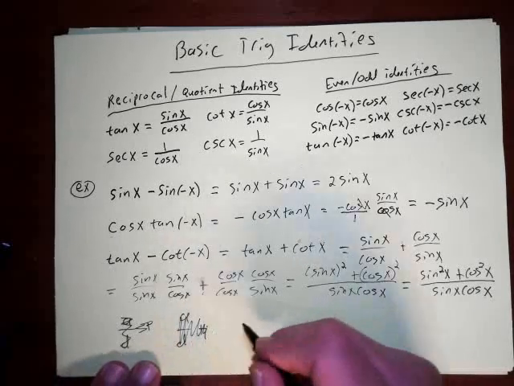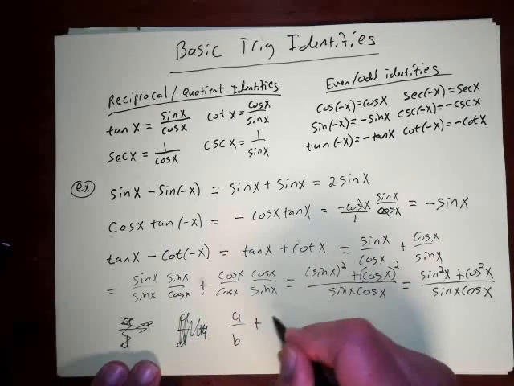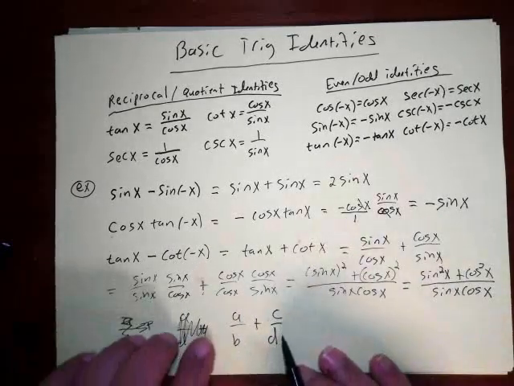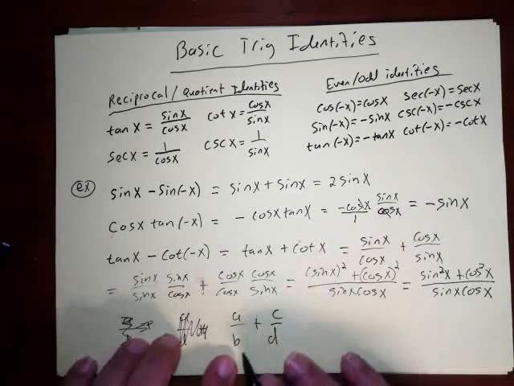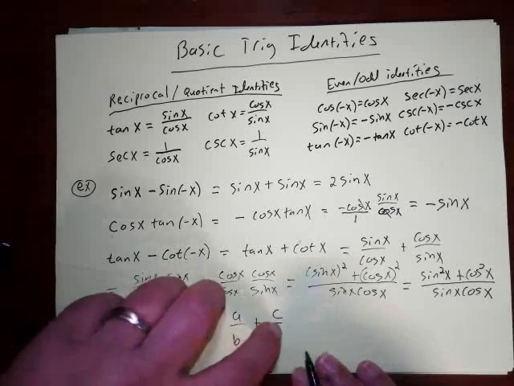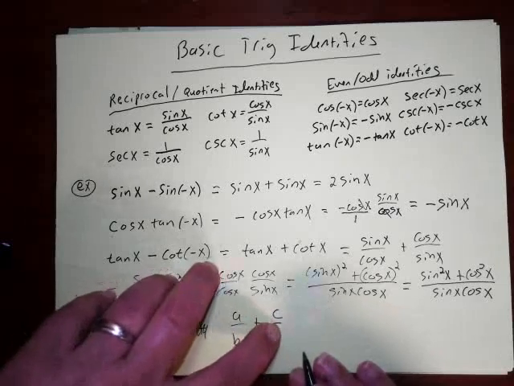Let me actually change it: A over B plus C over D. This is what I was wanting to write. So the easy way, the common denominator will be B times D, and so you'd be multiplying the top and bottom by D here, and the top and bottom by B here.